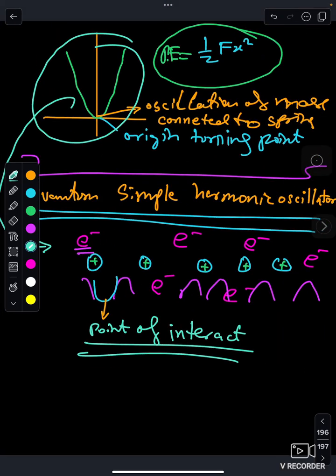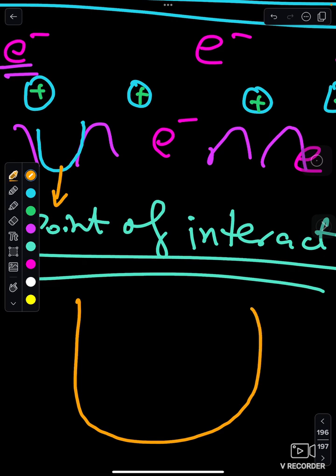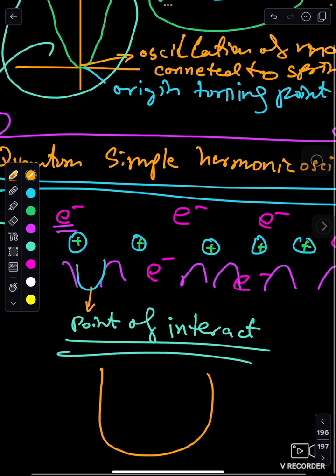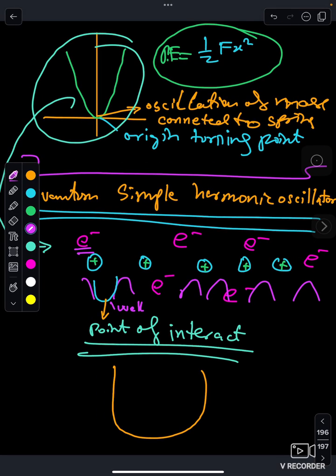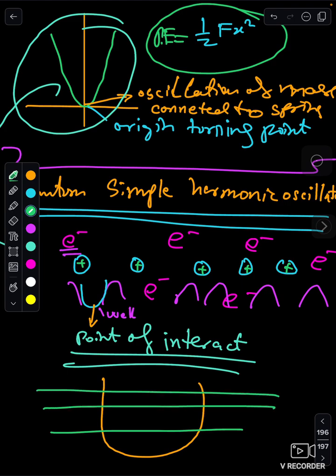Okay, now if I zoom into this part, this is what I will look at. This is the well. This is known as a well. But here we will be looking at one of the key points of quantum mechanics. In quantum mechanics, energy levels given to the electrons going back and forth are discrete.